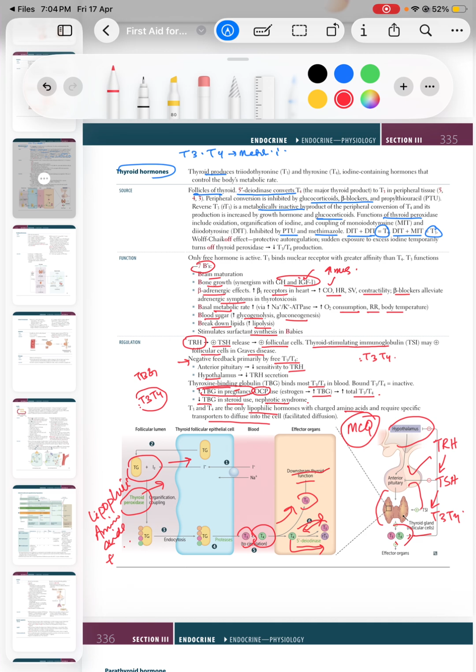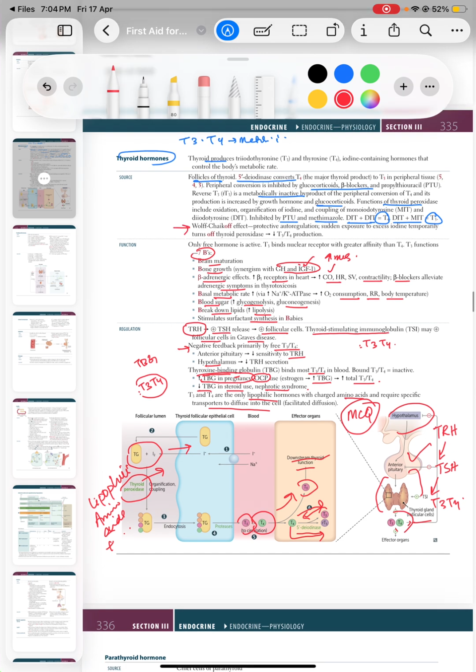Okay, this one point we have missed, that is the Wolff-Chaikoff effect. This is protective autoregulation. Whenever the body is exposed to excessive iodine from external sources, the body itself starts to decrease formation of the thyroid peroxidase, and as a result T3 and T4 production decreases. So this is the Wolff-Chaikoff effect.